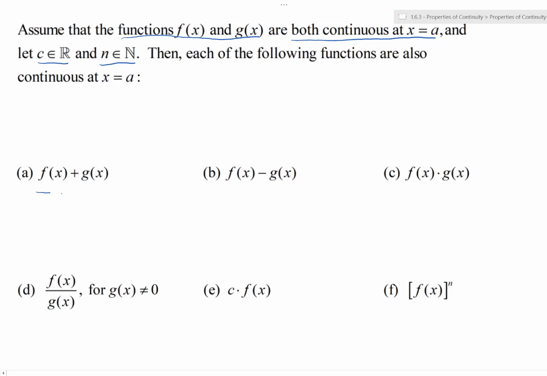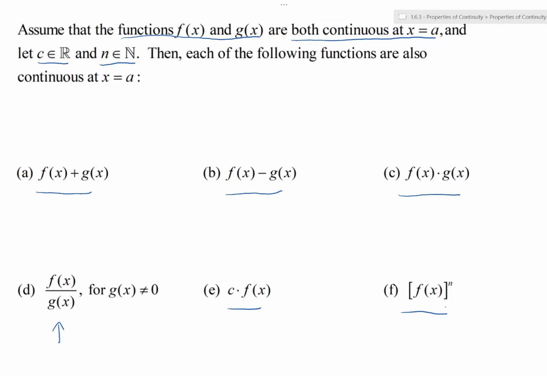And that is the sum of the functions f and g, the difference of the functions f and g, the product of the functions f and g, the quotient f of x divided by g of x, assuming, of course, g of x is non-zero, a constant times the function, and even the function raised to a positive whole number power.